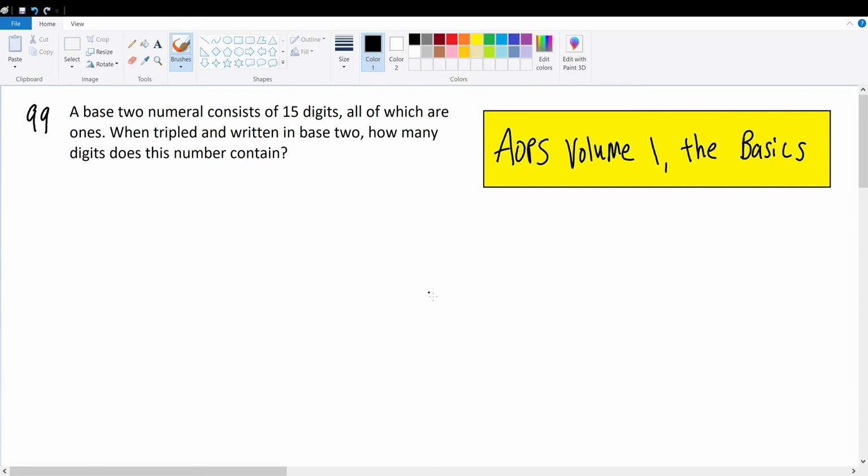AOPS, Volume 1, The Basics, number 99. A base 2 numeral consists of 15 digits, all of which are ones. When tripled and written in base 2, how many digits does this number contain?